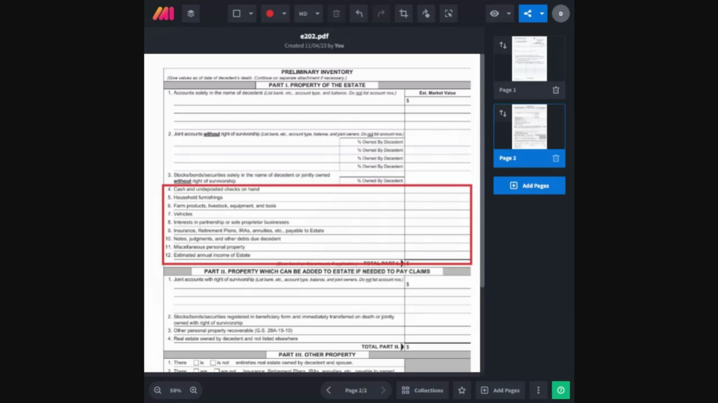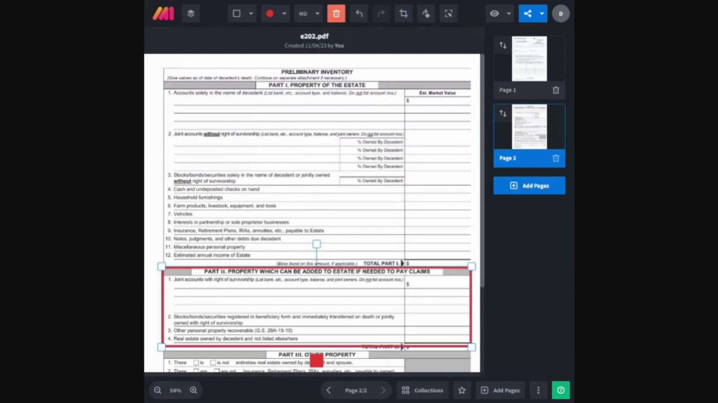And number 10 is asking, did anyone owe the decedent money? So if he had loaned money to a friend, the decedent dying doesn't mean they're off the hook of paying him back. They are still required to pay the money back to his estate if the personal representative pursues it. Or let's say the decedent was in a lawsuit and he won, but they had not paid him his money yet. The amount that he's going to receive from the lawsuit needs to be here.